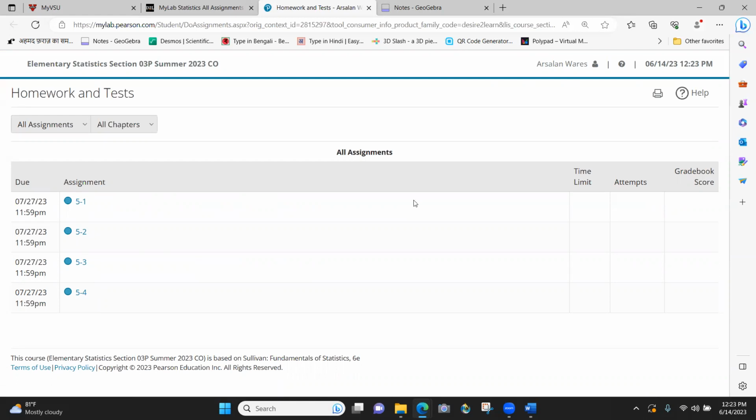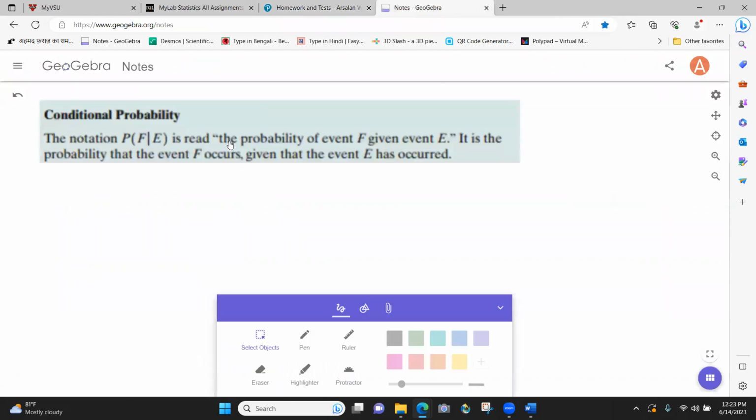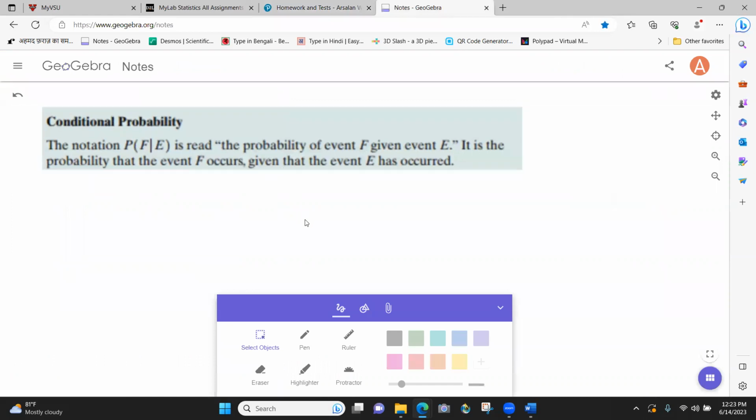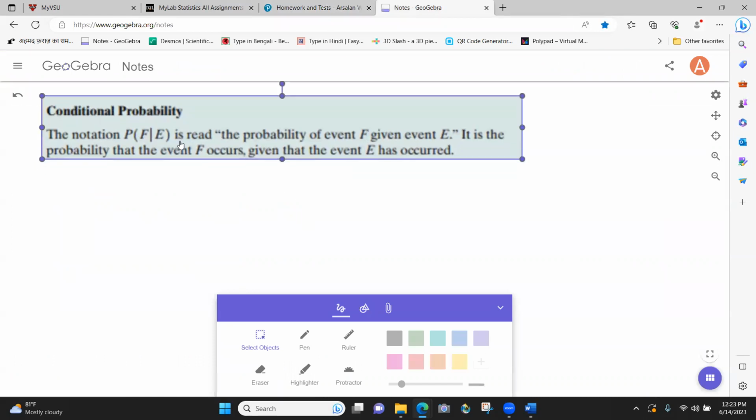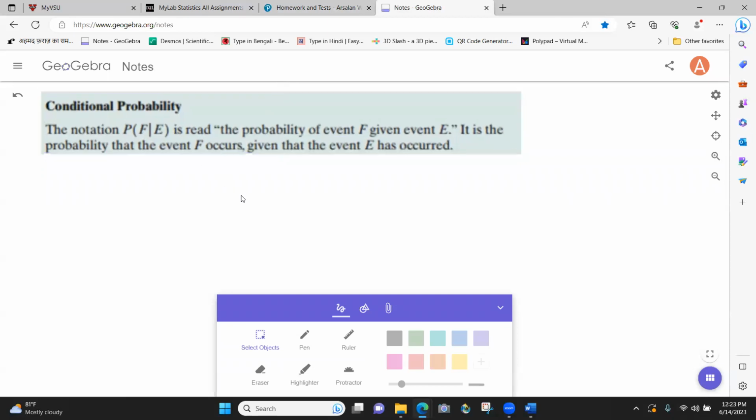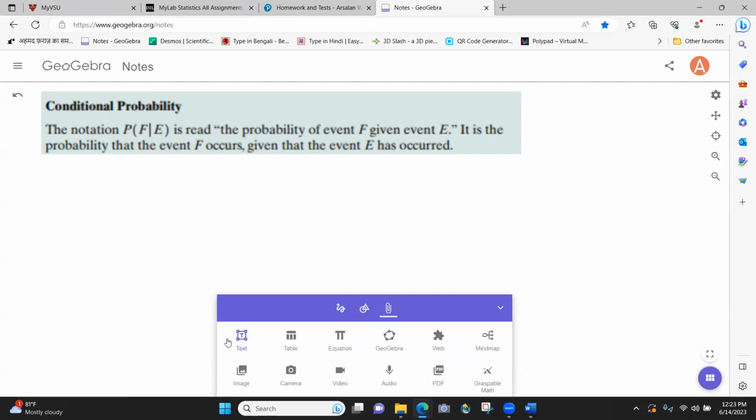Thank you. So let's start our section 5.4. This is about conditional probability. This is a clip from your book. The notation probability of F given E, this vertical line, we read it as "given that." The probability of event F given event E. So you need to find the probability of F if E has taken place, or another condition. The part that follows the vertical line, E, is called the condition.